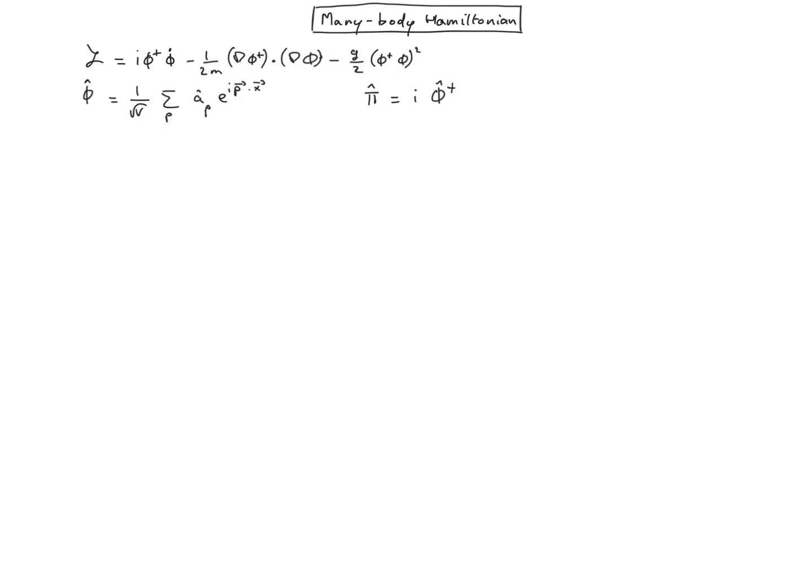So we now have all the ingredients to build our many-body Hamiltonian. We have our non-relativistic Lagrangian for bosons with a contact interaction. We have the mode expansion in a box for our field operator. And we have its canonical momentum conjugate. The expression for the Hamiltonian was given to us by Noether's theorem.